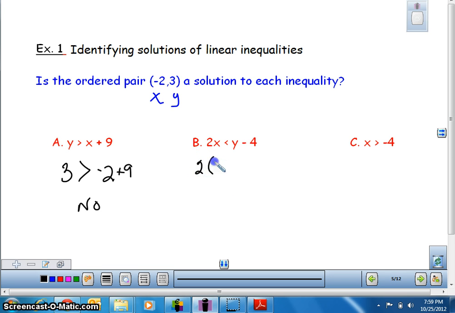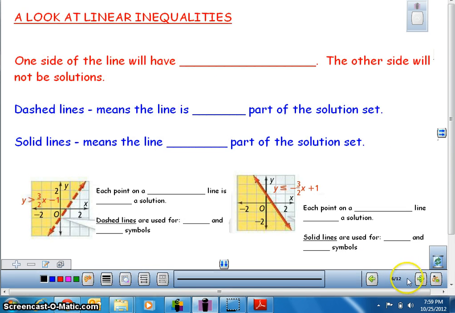In the next one, we have 2 times a negative 2. Is that less than 3 minus 4? 3 minus 4 gives us a negative 1. Negative 4 is less. That one is true. Make sure you check the last one for class tomorrow.